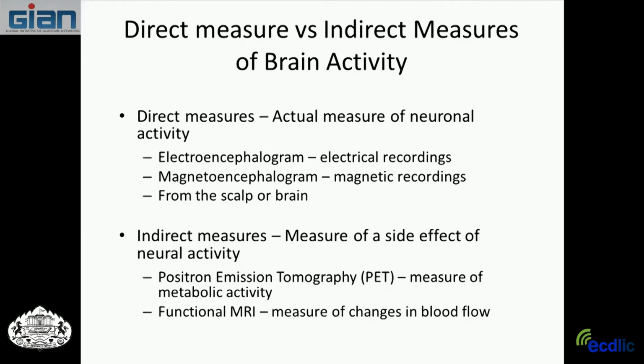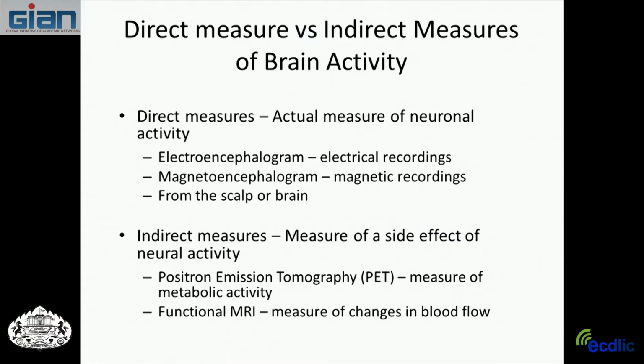Then we talked about, with our functional techniques, the difference between direct measures and indirect measures. Direct measures are actual measures of the neural activity, or what we think is an actual measure of the neural activity. This includes EEGs and MEGs, and these are signals that are recorded from the scalp, typically, or in some cases from the brain directly. These give us great time resolution, but not so great spatial resolution, especially if you're looking on the scalp rather than directly on top of the brain.